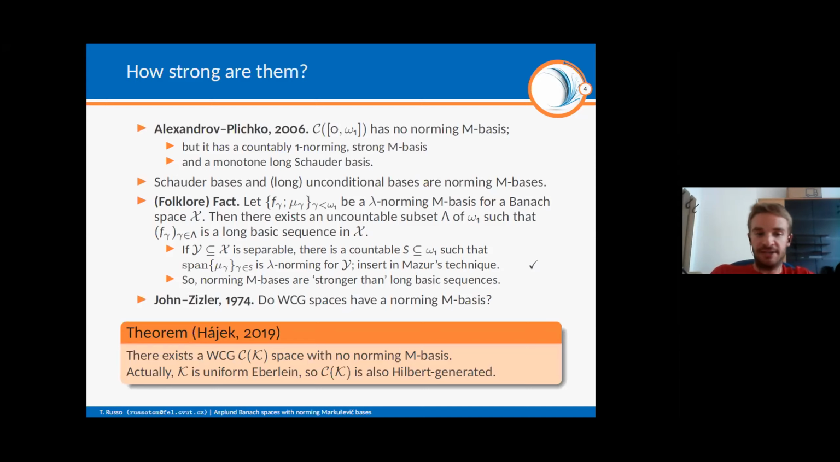And as a matter of fact, the compact K which is constructed is not just Eberlein, it is also uniformly Eberlein, which means that the C(K) space is additionally Hilbert generated. So it's not just weakly compactly generated, but it's also Hilbert generated. So this is definitely a very strong answer to how strong norming Markuševič basis might be.